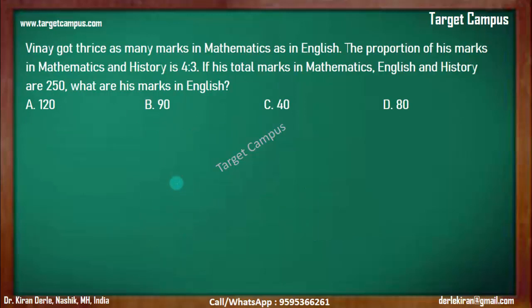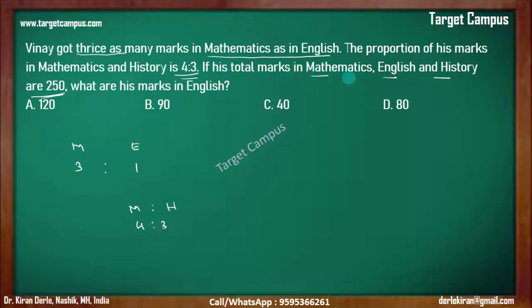Let's move on. Vinay got thrice as many marks in mathematics as in English. So mathematics and English, the ratio is 3:1. The proportion of his marks in mathematics and history is 4:3. If his total marks in mathematics, English and history are 250, what are his marks in English?